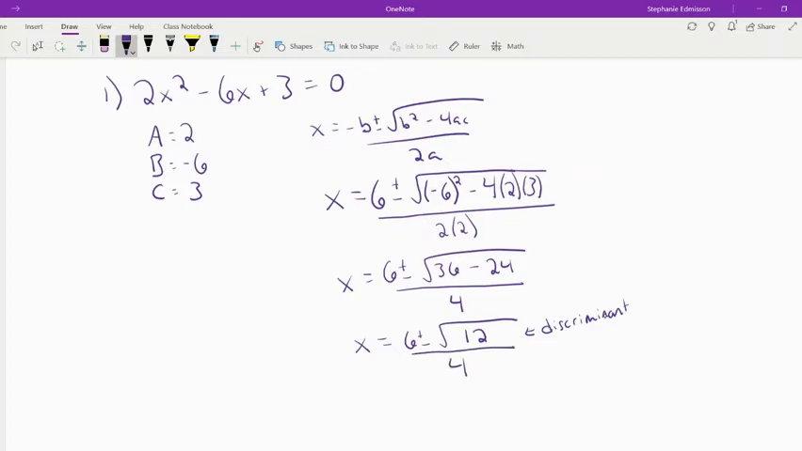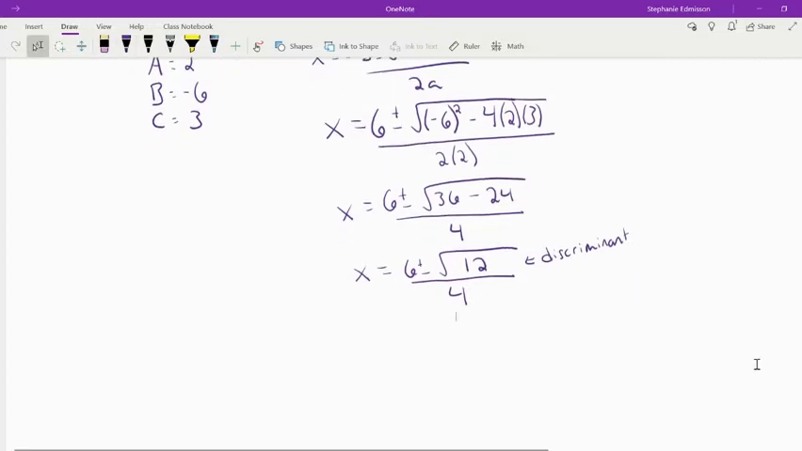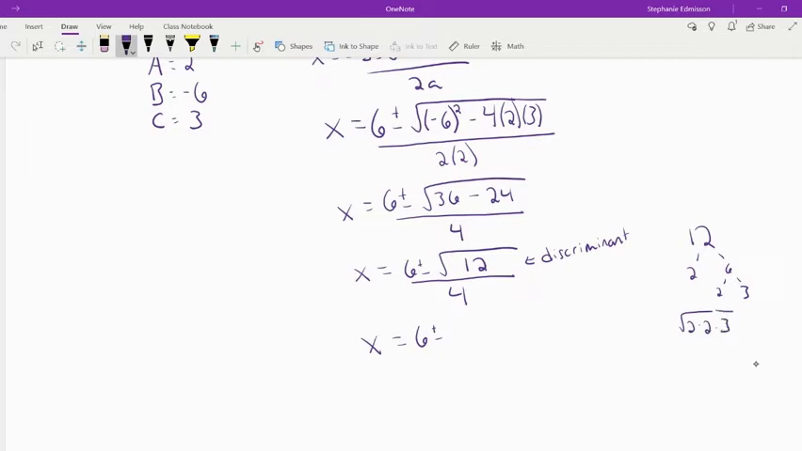Now we need to think back to the previous video where we learned how to simplify fractions that have roots in them. In this case, the number inside the root is 12. So I'm going to come over here and make my prime tree. 12 is 2 times 6, and 6 is 2 times 3. That means that I have x equals 6 plus or minus. So if I put this in the root, it's going to be 2 times 2 times 3. Circle the 2 and that comes out. So I'm going to get 2 root 3 over 4.